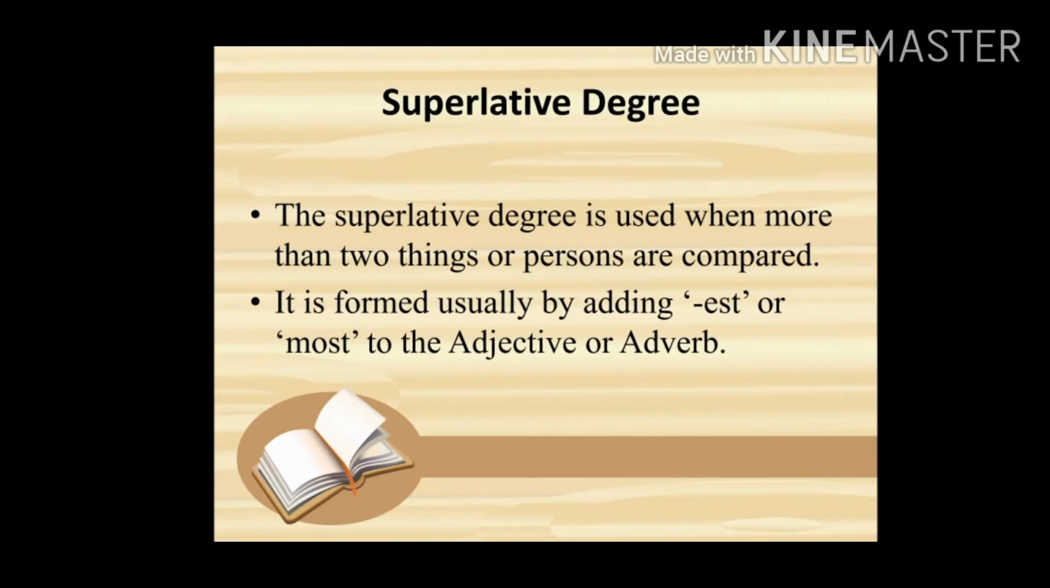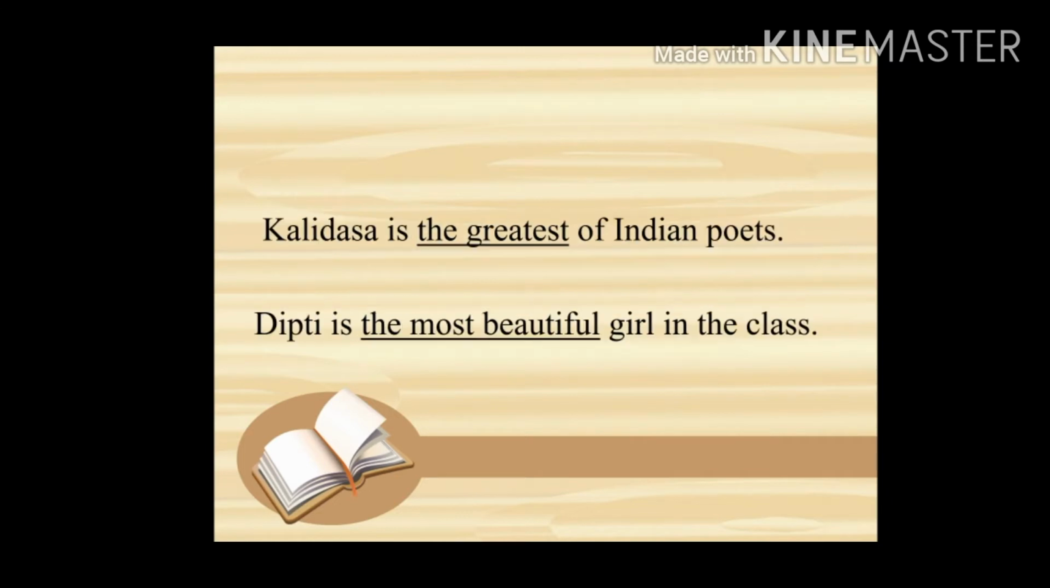The superlative degree is used when more than two things or persons are compared. It is formed usually by adding est or most to the adjective or adverb. Example, Kalidasa is the greatest of Indian poets. Another one, Deepthi is the most beautiful girl in the class.